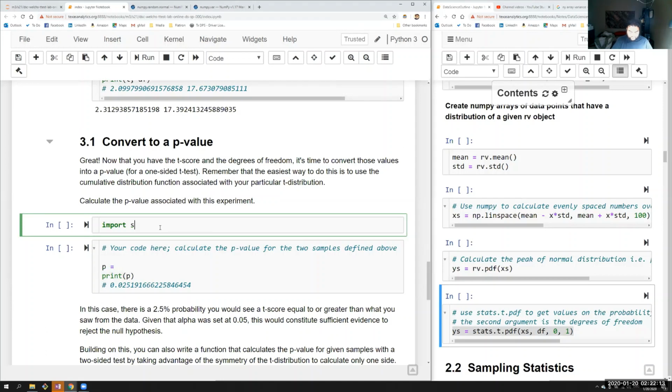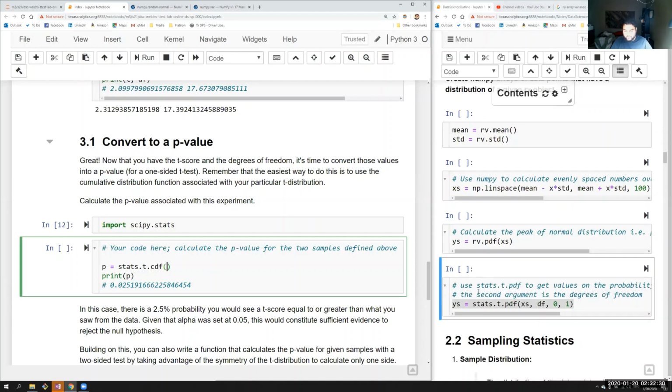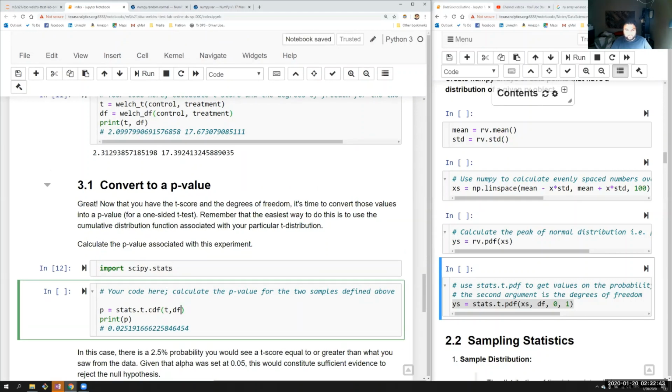Import scipy.stats. Is that how it is? Okay, so now we're going to do stats.t.cdf. I'm just going to do t, and the degrees of freedom will be df. I don't know what.